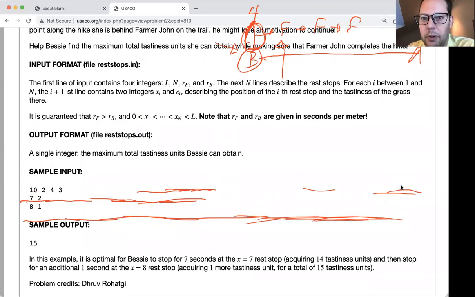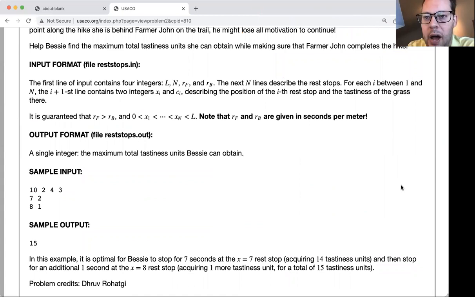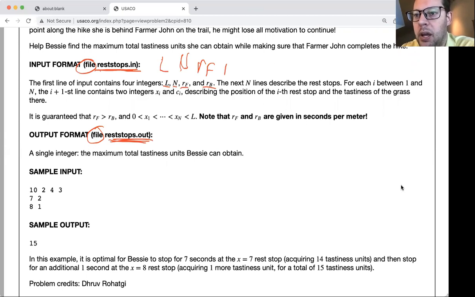All right, let's look at the input format. Input is going to be from a file called reststops.in. You'll need to make a file reader for that. It also means the output is going to be to a file, reststops.out. The first line of input contains 4 integers, L, N, RF, and RB. So remember, L is the length of the trip up the mountain, N is the number of rest stops, RF is how many seconds it takes Farmer John to travel 1 meter, and RB is how long it takes Bessie to travel 1 meter. So that's your first line.